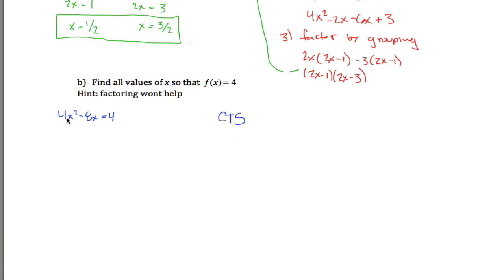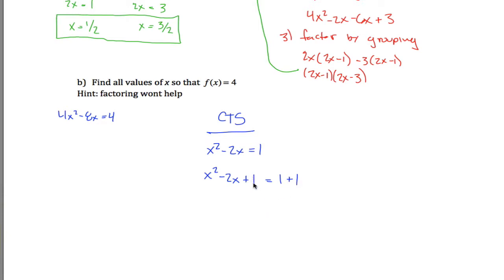To complete the square, I need the leading coefficient to be a 1, so I'll divide both sides of the equation by 4. That leaves me with x squared minus 2x equal to 1. Now I don't have a perfect square on the left-hand side of the equation, but if I had a +1 here, I would.